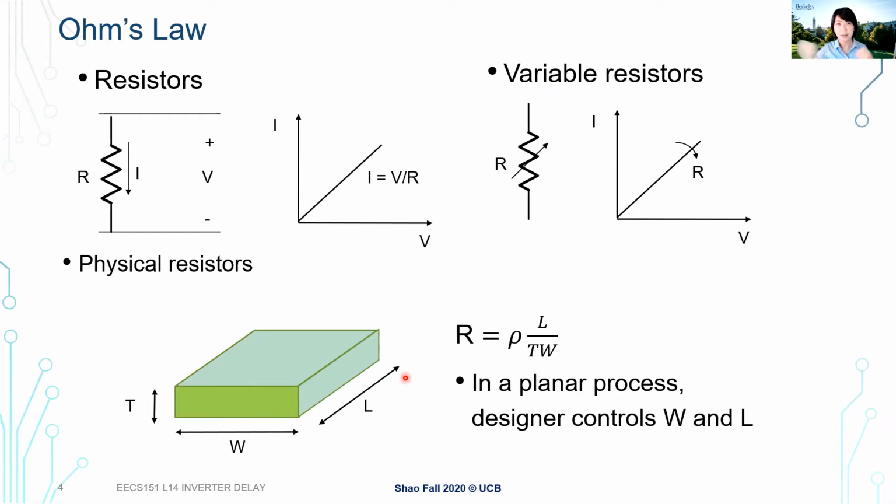You can think about a wire as a resistor. When the wire is longer, the current needs to go through more material, so the overall resistance is higher. So it's actually linear with the length of the resistor.